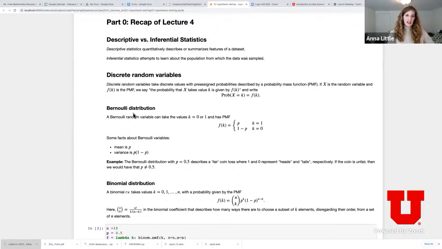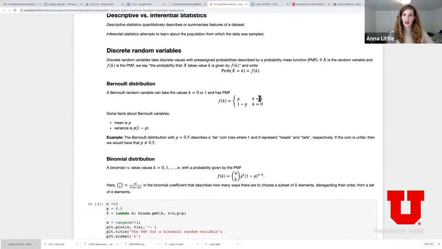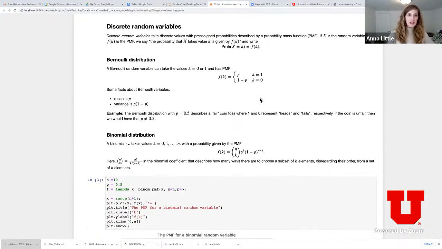And we discussed 2 main types of random variables. So first of all, discrete random variables. Discrete random variables take on a discrete set of values, and the associated probabilities with those discrete values are described by a probability mass function, or PMF. So we would write the probability that the random variable X is equal to value k as some function f of k. Okay, and some of the most famous discrete distributions include the Bernoulli distribution.